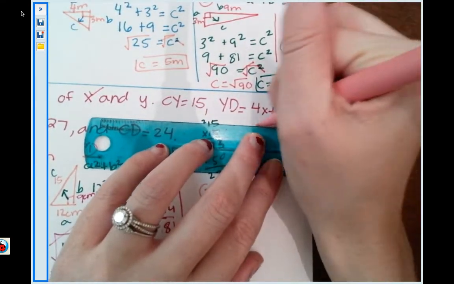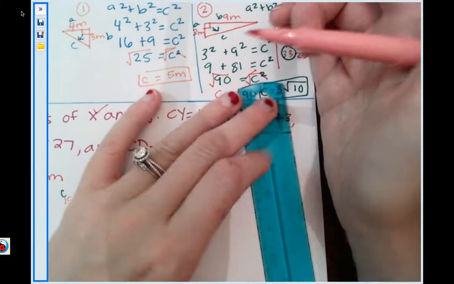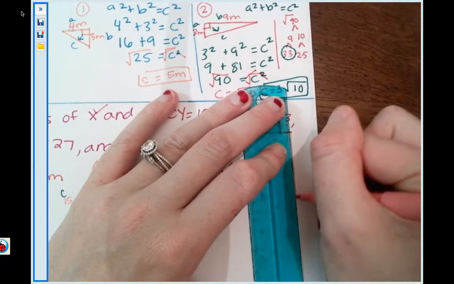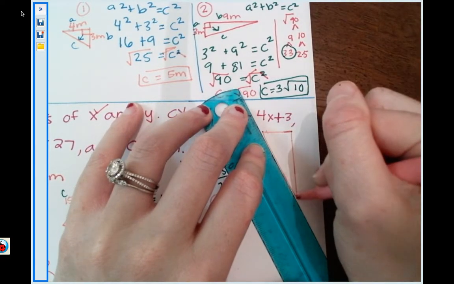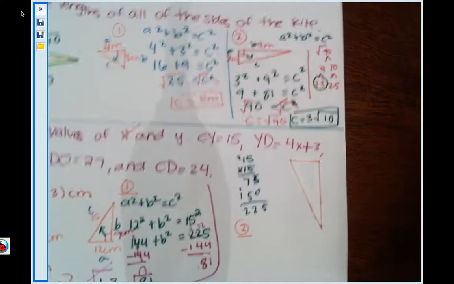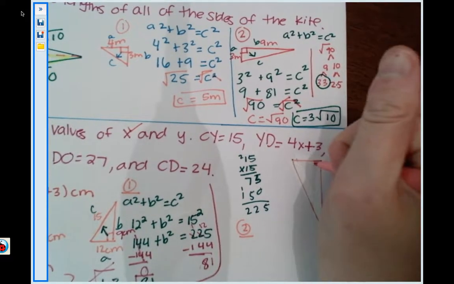Okay, so it looks kind of like this. This should be infinitely better. Rulers are so nifty. There we go. Alright, that looks a lot better. Sorry, guys. Alright, kind of looks like this.